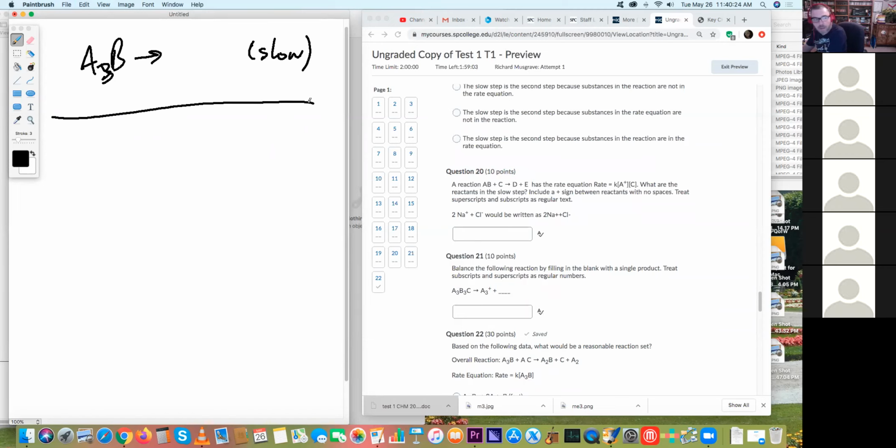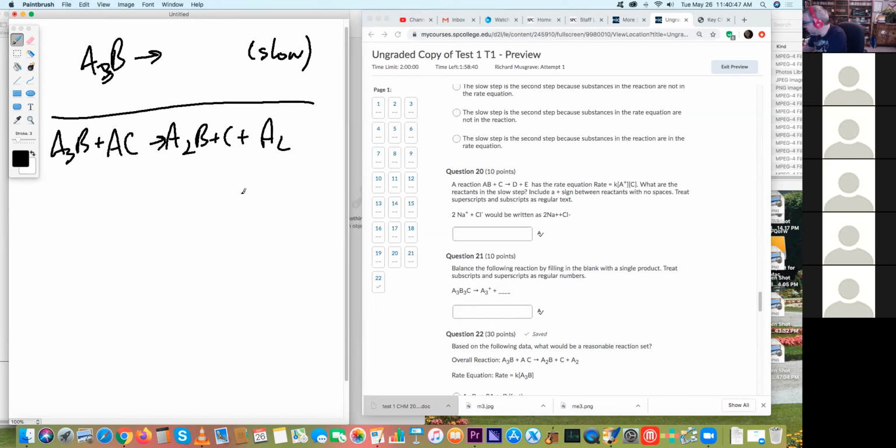And then we have to have them all add up to A3B plus AC gives A2B plus C plus A2. So a lot of them are fairly similar in nature here, and that can make them confusing when you're going through them, I guess.